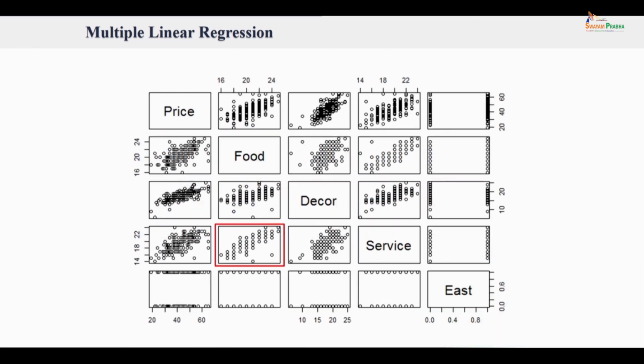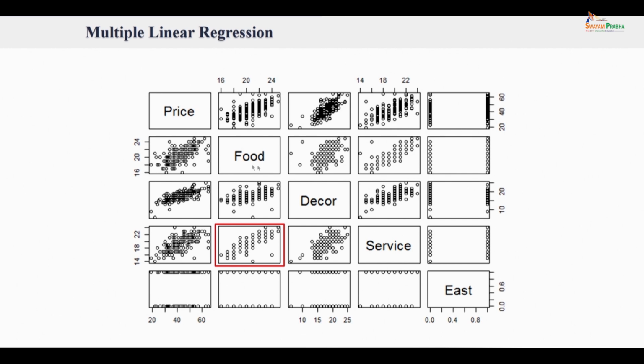So before we build a model, we do a scatter plot as usual in visualization. Here, because there are several independent variables, we have not just one scatter plot between y and x1. For example, remember price is y versus x1. This particular plot shows the scatter plot for y versus x1, or price versus food. The second one is the scatter plot between price and decor. The third one is the scatter plot between price and service, and the last one is price versus location.